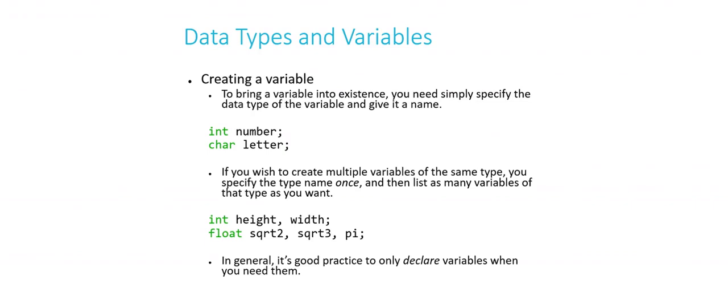I'd still get two variables called height and width, each of which is an integer, but I'm allowed to, thanks to C syntax, consolidate it into a single line, int height, comma width, semicolon, and it's the same thing. I've created two variables, one called height, one called width, both of which are capable of holding integer type values.